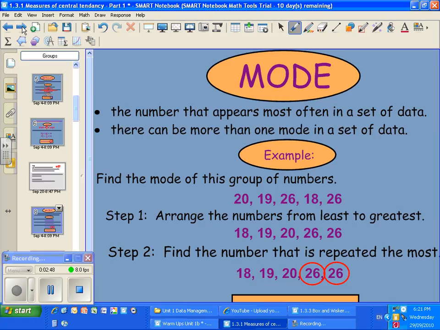Mode is the final one. It's the number that appears most often in a set of data. Very easy to find. You could take a look at a set of data and say, what is the mode? Well, it's the one that appears most often. 26 is there twice. All the other digits are only there once. Could you have more than one mode? Certainly could. If 20 was there again, then 20 would also be there twice. So then the mode would be 20 and 26.